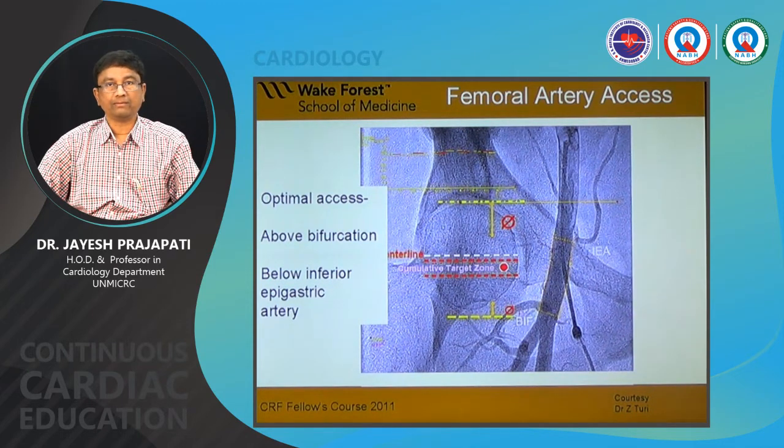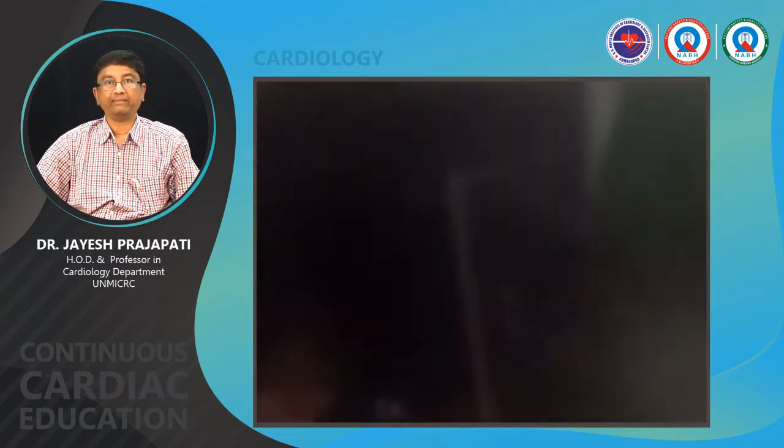So a lower puncture is more prone to thigh hematoma, AV fistula, and as I told, pseudoaneurysm is a common thing. And if you hit above the inguinal ligament, then it can cause a retroperitoneal hematoma, and that is very devastating. So that we always have to keep in mind. So for the optimal access site, these are the bony landmarks that you have to keep in mind. So which are the bony landmarks?